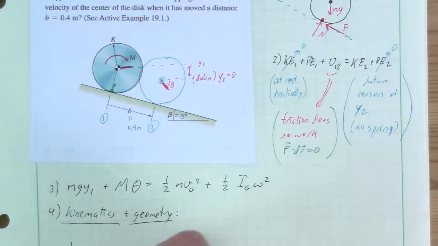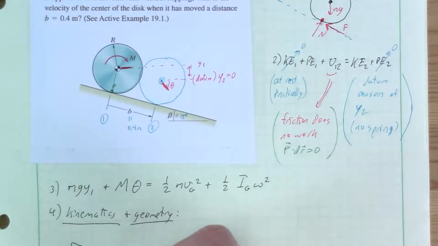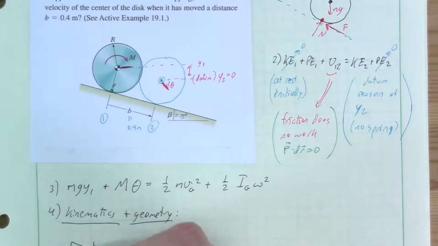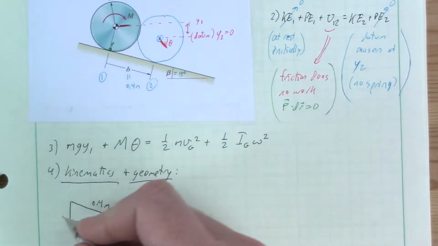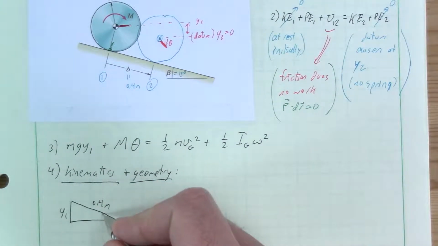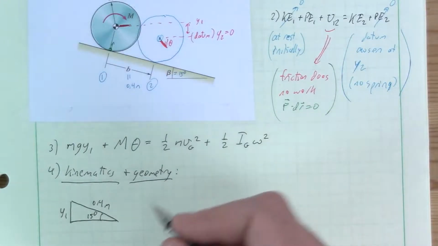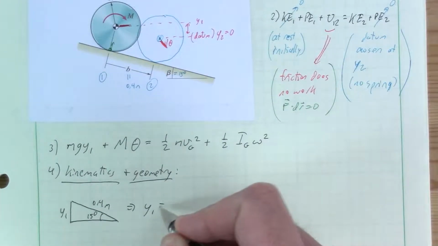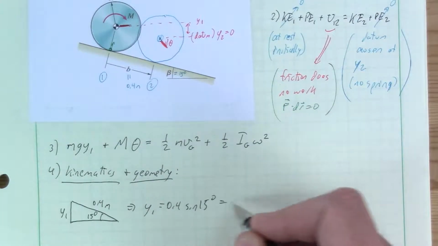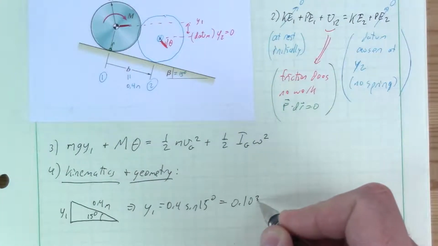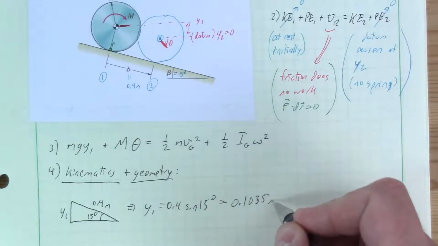Now, this is just a triangle. We know that it rolled 0.4 meters, which is b. And y1 is this height where this angle is 15 degrees. So y1 is just 0.4 sine 15 degrees, or 0.1035 meters.